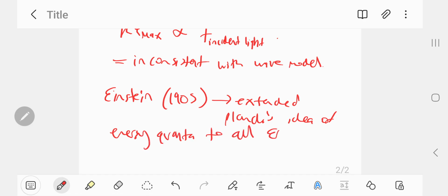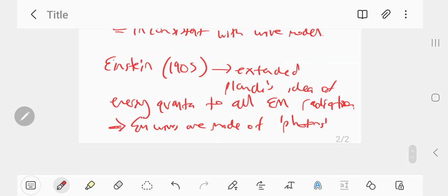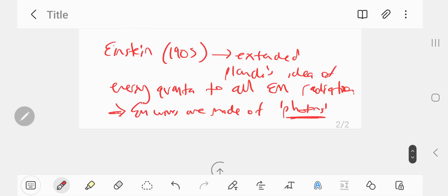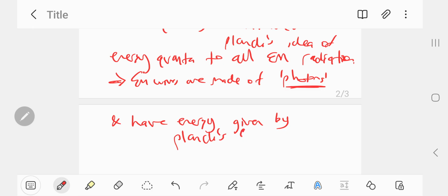and he applied it to all electromagnetic radiation, EM radiation, i.e. light. And he suggested that electromagnetic radiation is quantized and is made up of a stream of particles later called photons. So light, or I should say EM waves, are made of photons. Photons are particles of light. And they have energy, given by Planck's equation, as we've seen before.